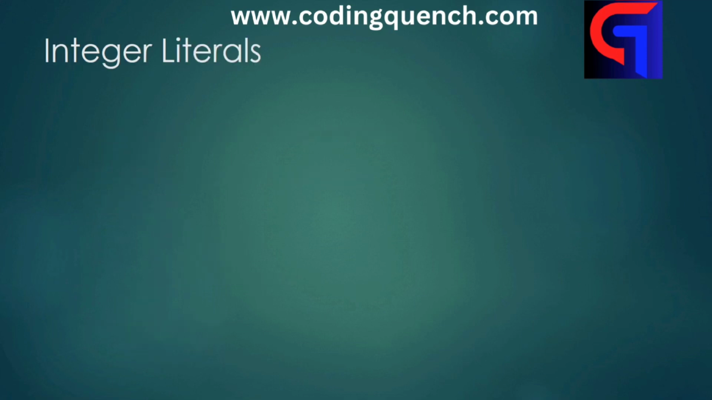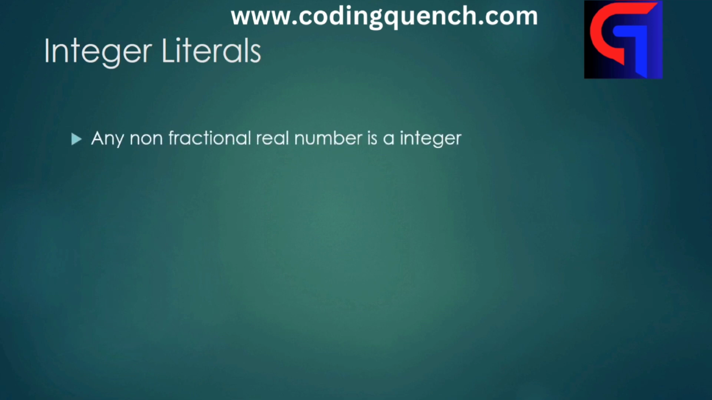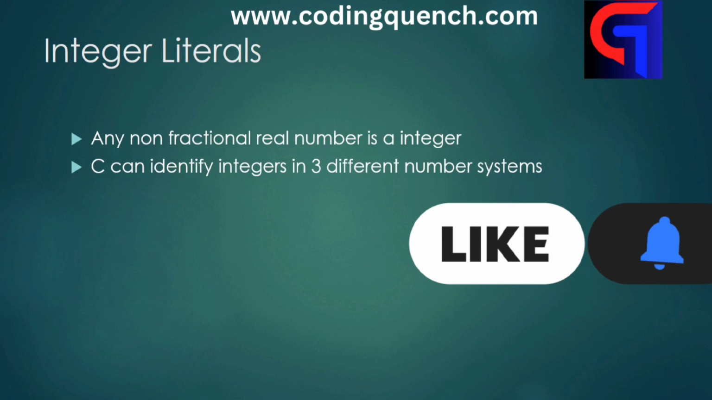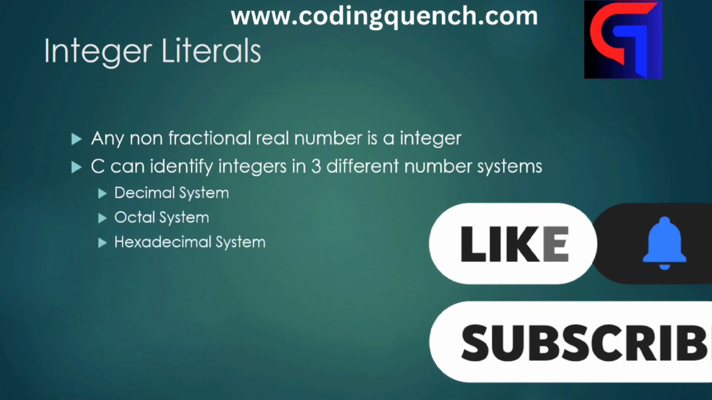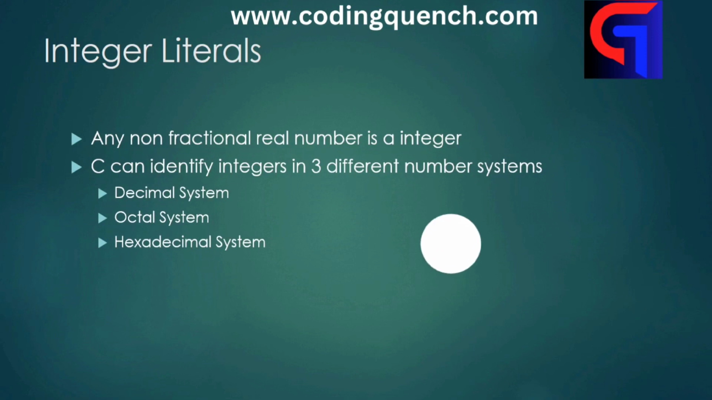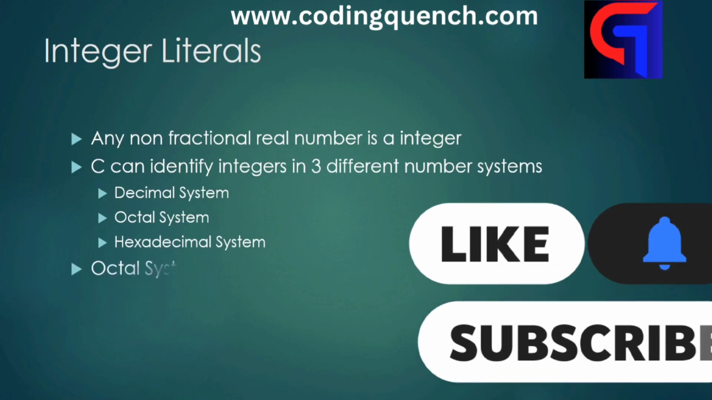First, integer literals. Already we discussed, any non-fractional real number is an integer. It may be positive, it may be negative also. But a fraction should not be there. Just like that, 0.5 and 10.5 are not integers. 10 is an integer, right? We can identify integers in three different number systems. Already we discussed all the three: decimal system, octal system, hexadecimal system.